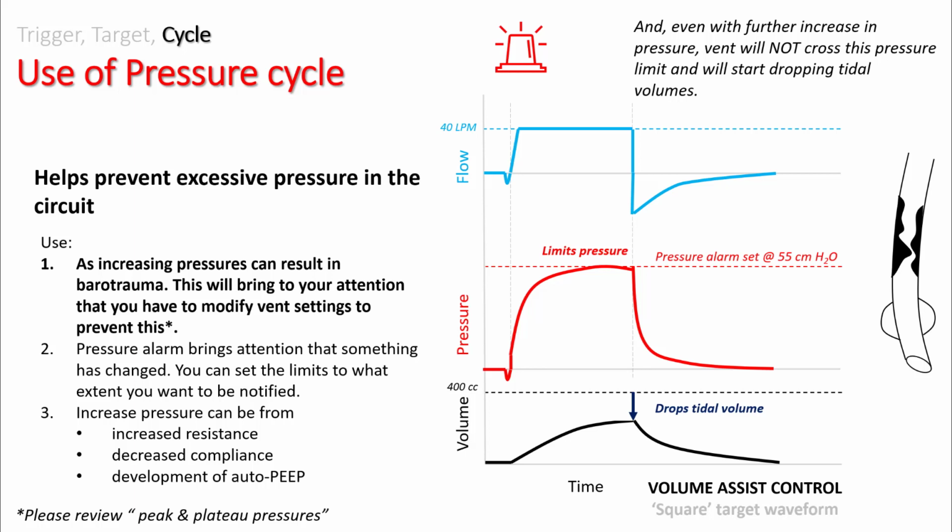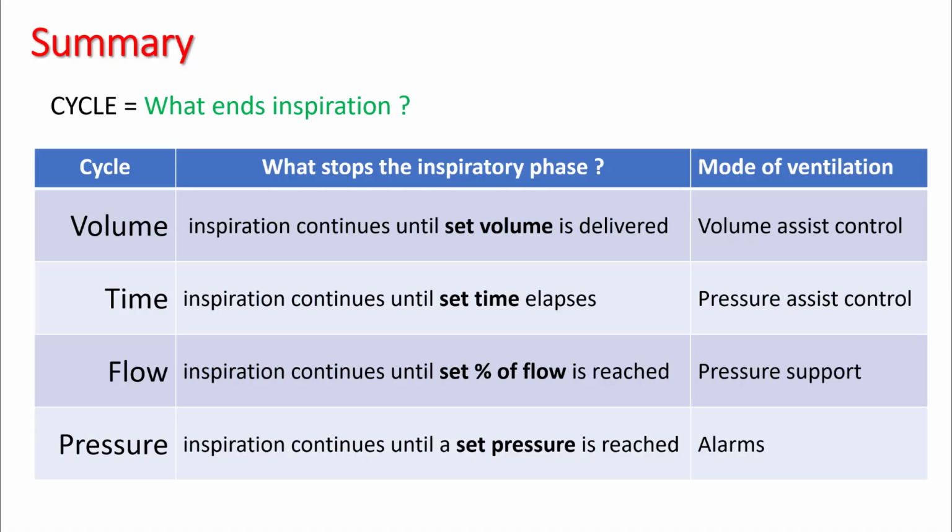Increased pressure in this mode can result from increasing resistance, decreasing compliance, or development of autopeep. To summarize, cycle is the parameter which the ventilator requires to end the inspiration and begin the expiratory phase. In volume assist control, the cycling parameter is pretty simple to understand. It's the volume. In pressure assist control, the cycling parameter is the I time. In pressure support mode, the cycling parameter is the drop in the percent peak flow rate.